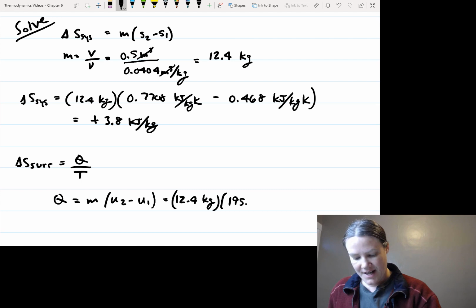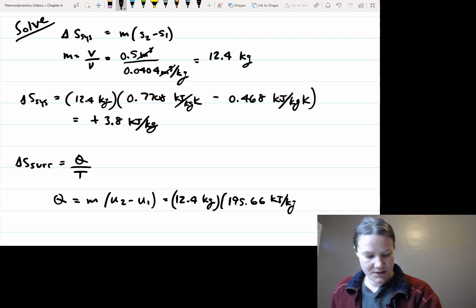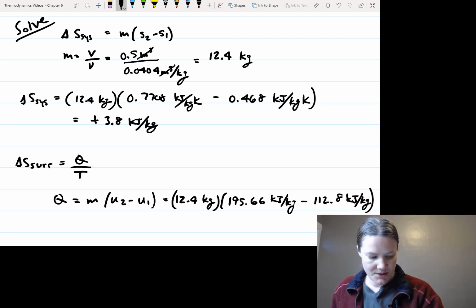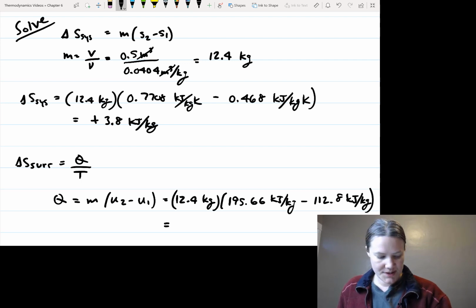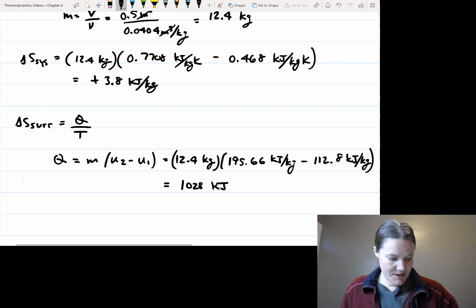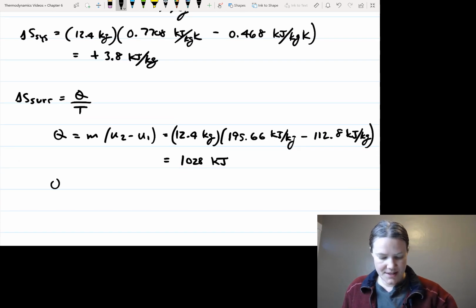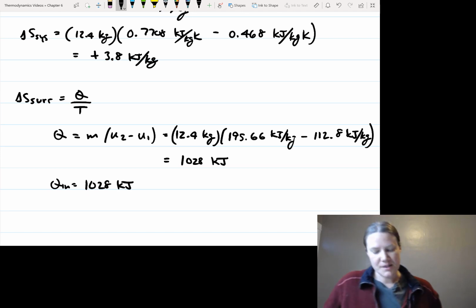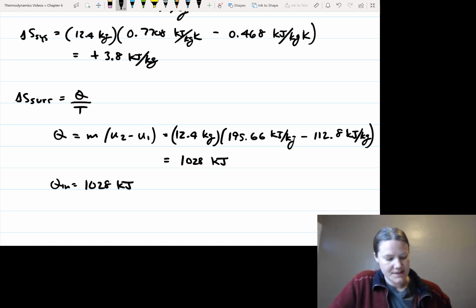And this is just a matter of plugging in the data that we got from the tables. 195.66 kilojoules per kilogram minus 112.8 kilojoules per kilogram. And this is equal to 1028 kilojoules. So then Q in is equal to 1028 kilojoules. And it's positive because the heat is in.